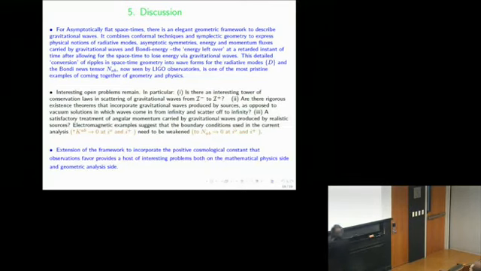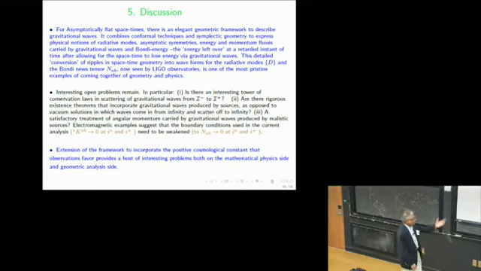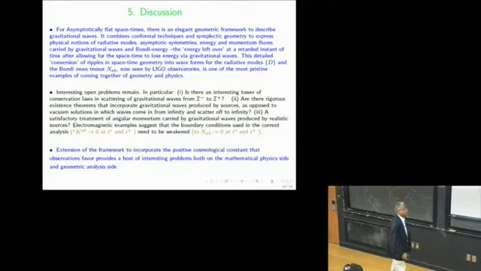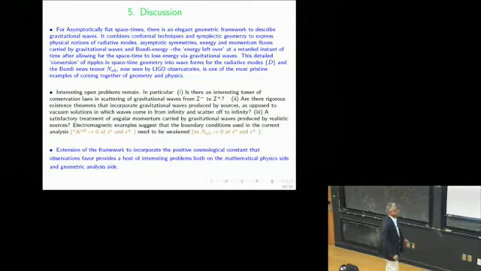So interesting problems remain. In particular, is there an interesting tower of conservation laws in scattering of gravitational waves? Are there rigorous existence theorems that incorporate gravitational waves produced by sources as opposed to vacuum solutions in which waves come in from infinity and scatter off to infinity? Is there a satisfactory treatment of angular momentum carried by gravitational waves?